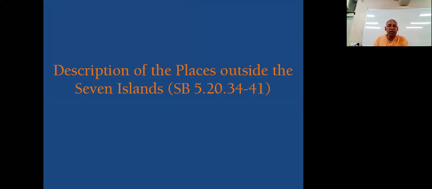So there is a query in the chat box. 1019 yojanas is equal to 13,043 kilometers. But according to modern-day understanding, the diameter of the earth is 12,742 kilometers. So how can we understand this?